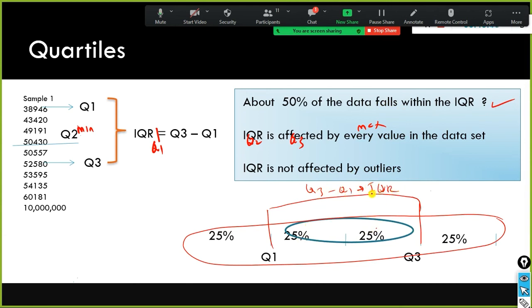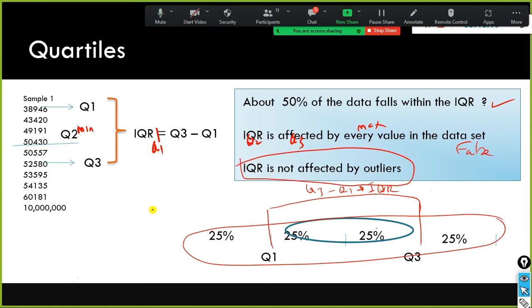Now tell me, IQR is affected by every value in the data set. Is that true here? No, right? It is false. Why? Because only Q3 and Q1 are taken into account. You are finding the difference between Q3 and Q1, and that is your IQR. Hence, IQR is not affected by every value. The other values that are not Q1 or Q3 are not considered here. IQR is not affected by outliers. This is what you need to remember.